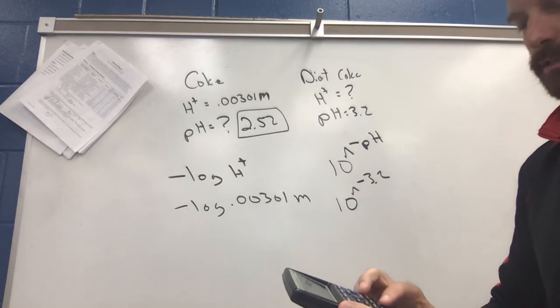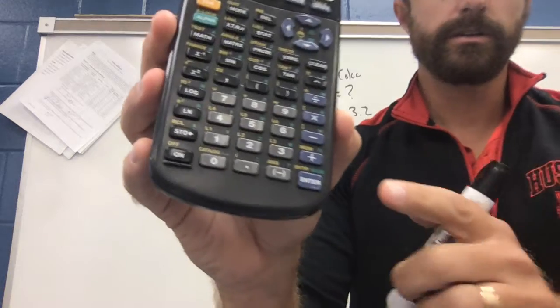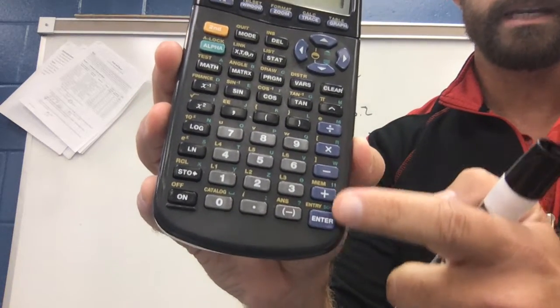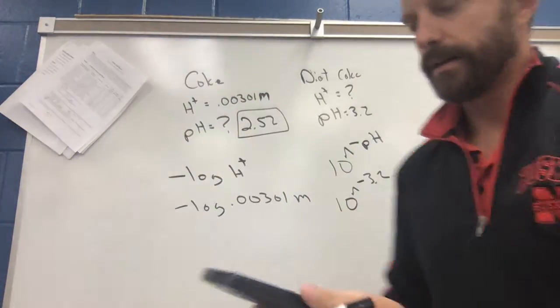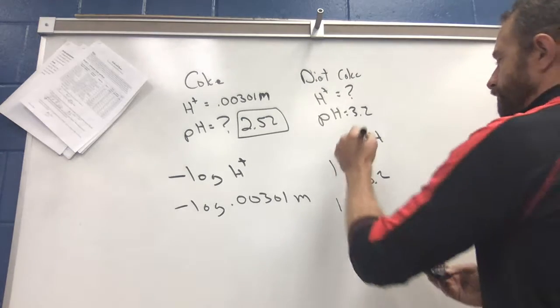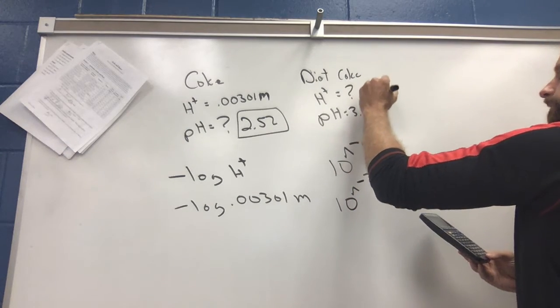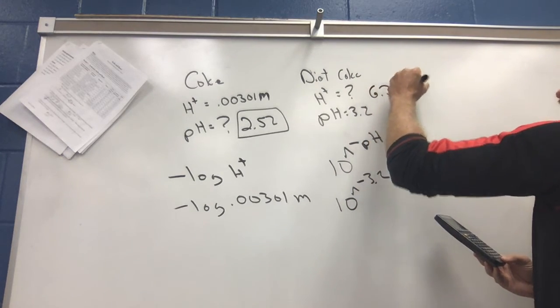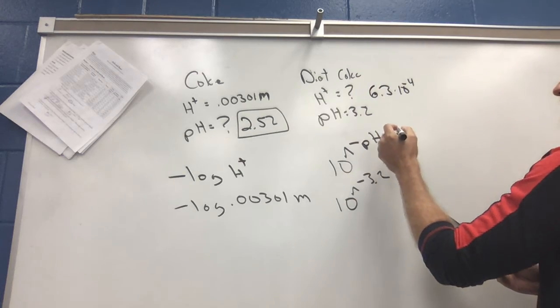Don't use minus 3.2. The calculator uses that minus, right? This is minus, this is negative for that. And that's going to give me 6.3 times 10 to the negative fourth. Or if you don't want that in scientific notation, right?